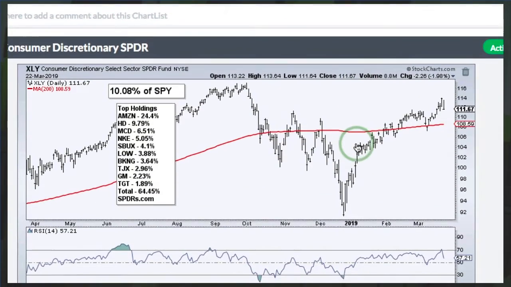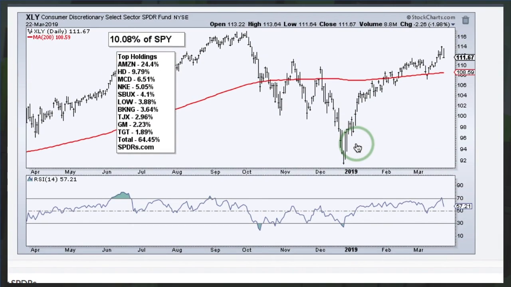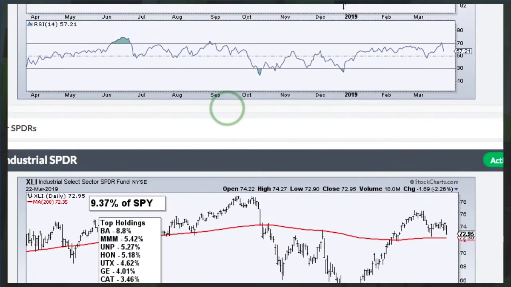Next, moving on to consumer discretionary, we can see that this one is dominated by Amazon. Over 24% of the ETF is accounted for by Amazon. So you better watch Amazon if you're interested in XLY. And it accounts for 10% of the S&P 500. And next up, you have Home Depot at almost 10%.